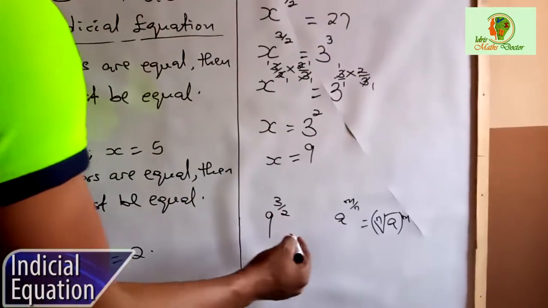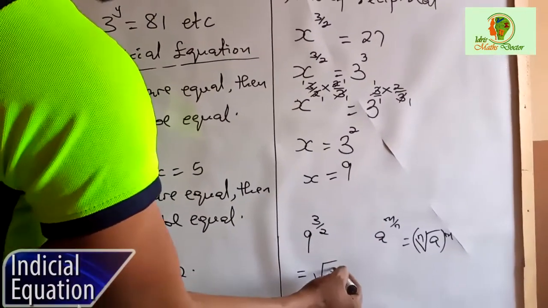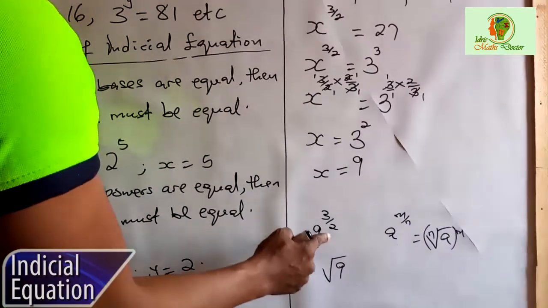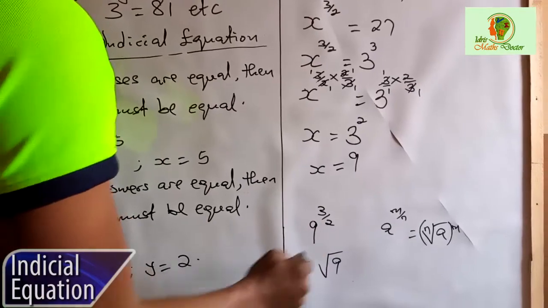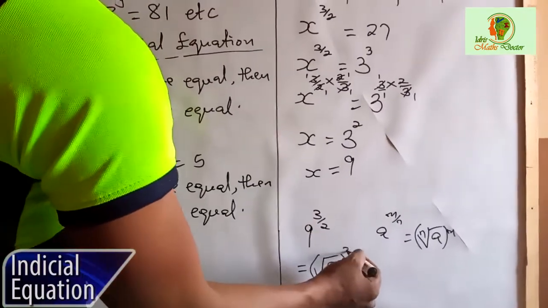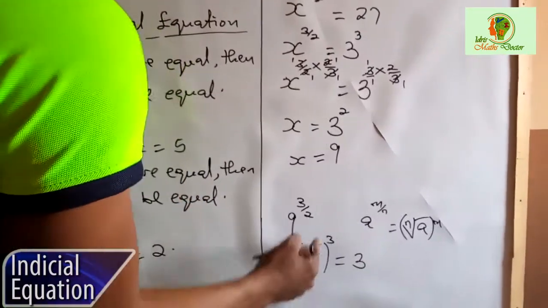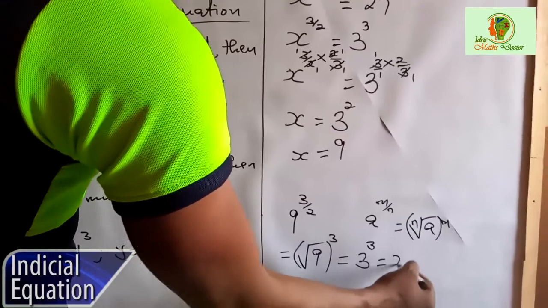So if we apply that here, we are going to have what? Root the base 9. Remember, if the denominator is 2, you don't need to write it. Then into bracket raised to power the numerator, which is 3. Now, what is the square root of 9? 3 raised to power 3. And the answer is what?